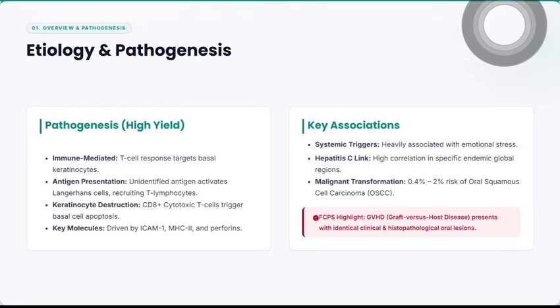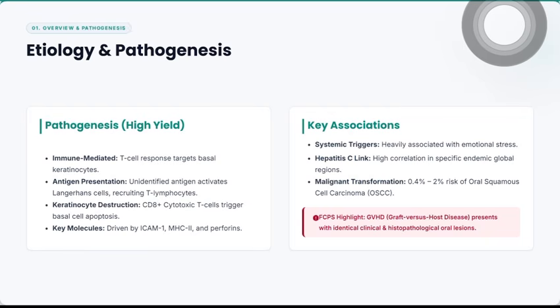Now moving forward towards etiology and pathogenesis. Let's start with etiology and pathogenesis. The exact cause is still unknown. It is believed that an external antigen stimulates Langerhans cells, which then activate CD4 and CD8 T cells. These cytotoxic T cells release perforins and cytokines that cause apoptosis of basal keratinocytes. It has been associated with hepatitis C in some countries, stress, and graft versus host disease.